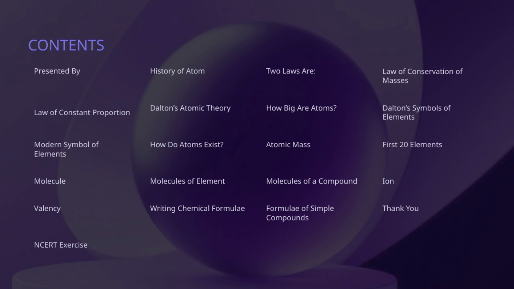We'll discuss Dalton's atomic theory and how atoms exist in different forms and states. The concept of valency and how atoms bond will be explained clearly. Throughout, we'll connect these ideas to the modern symbols of elements and the history of atomic theory, showing how scientific understanding has evolved. Our goal is to give you a comprehensive overview of these fundamental concepts that form the foundation of chemistry. So, let's get started and explore each of these exciting topics together.